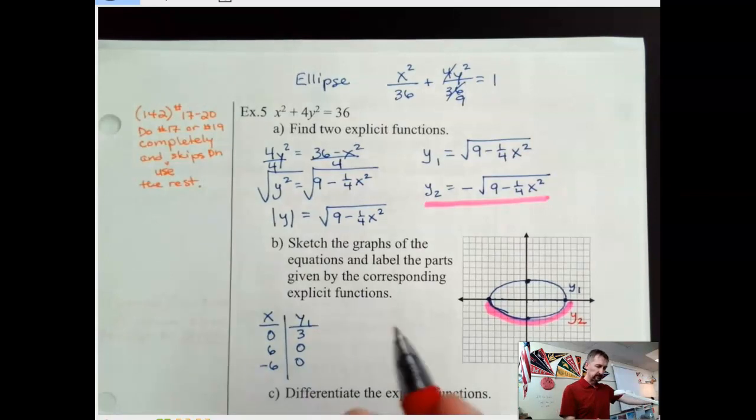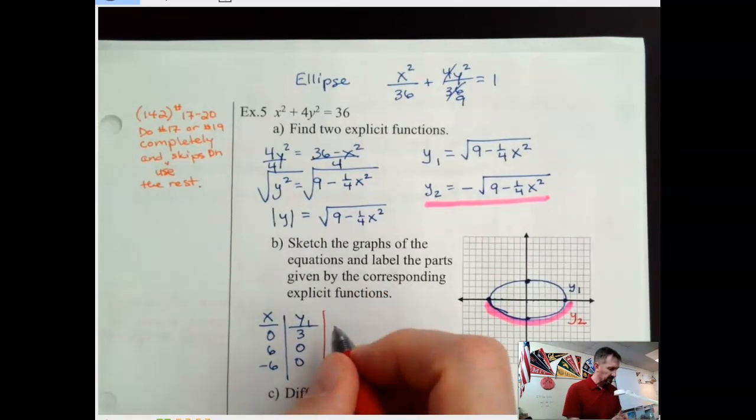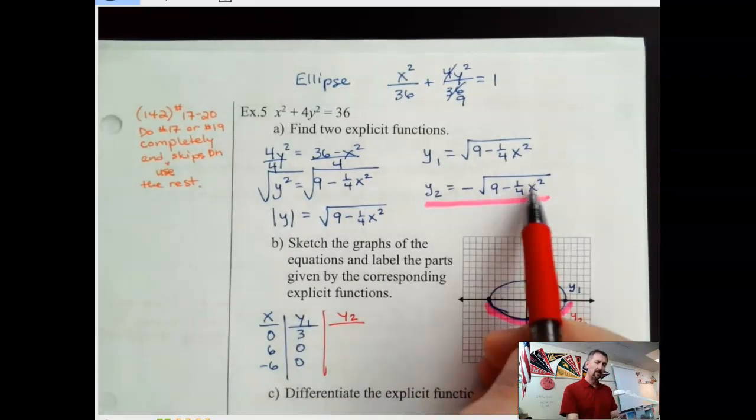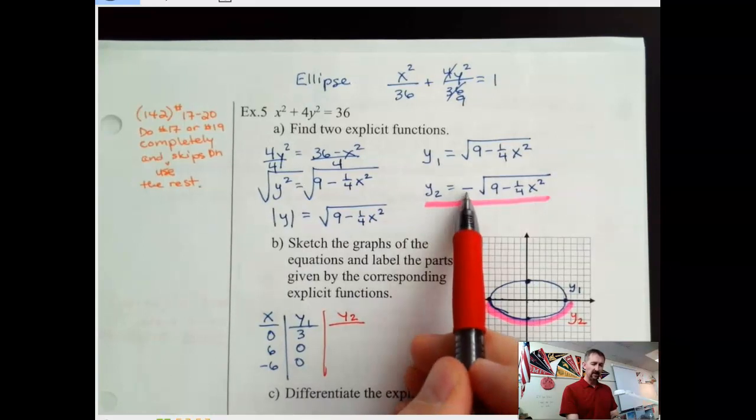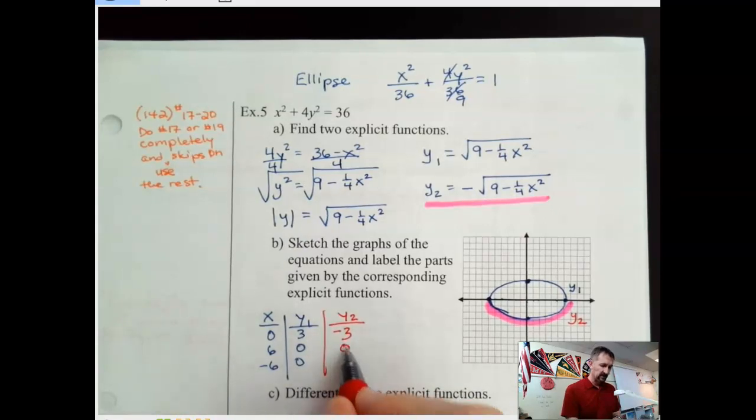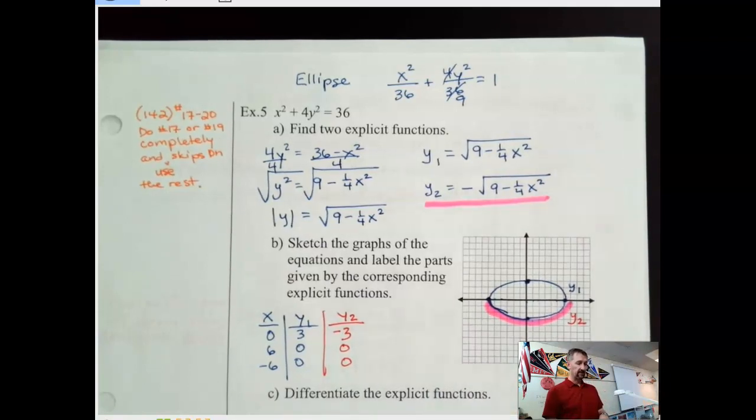Now, if we look at those same coordinates, but we plug them into y2 here, we'll get the same answers except we have this negative sign out in front. So that's going to be negative 3. This would still be 0. This would still be 0. So that would be this graph down here if we want to plot a couple points.